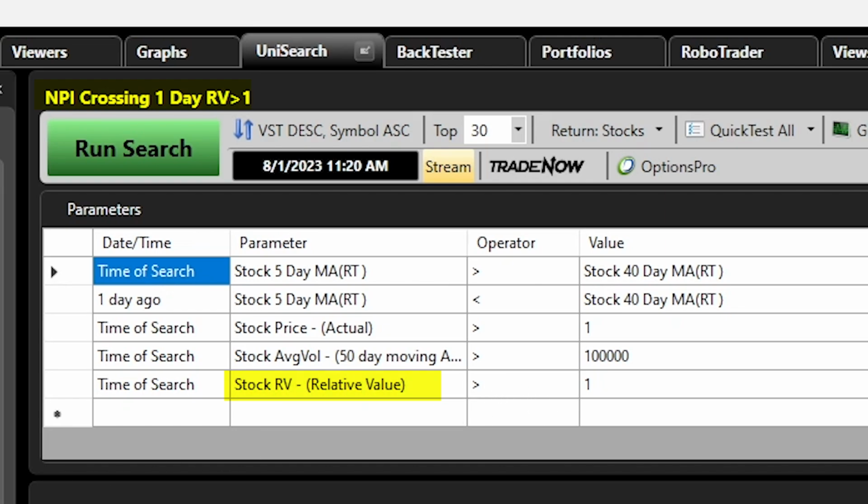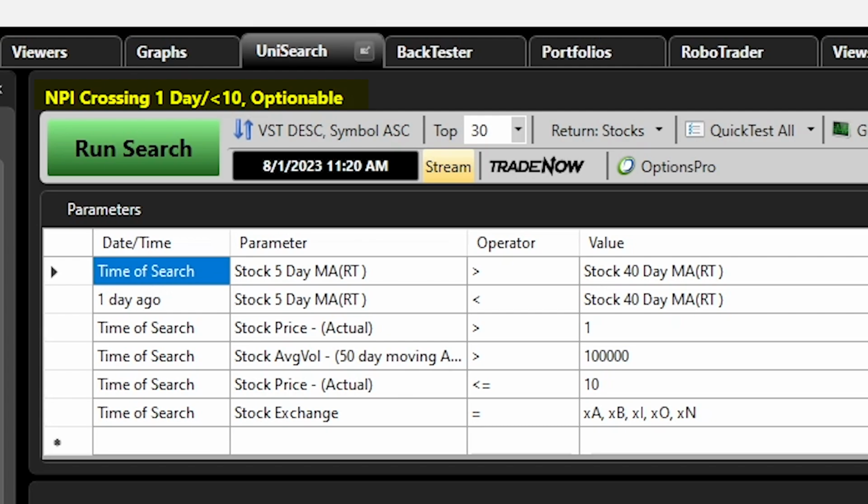For those of you who are optionable, how about the MPI 1 day crossing less than $10? Less than $10, but I'm only looking at optionable stocks. That's a great point for getting in using this. So from a stock picking technique, I like the way that I can move this around to help me, depending on how I invest in the market, to find the right stocks for me.